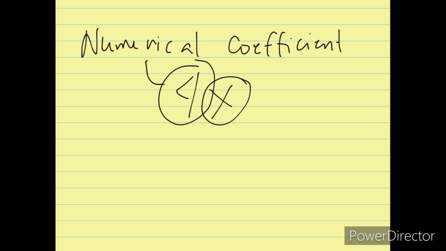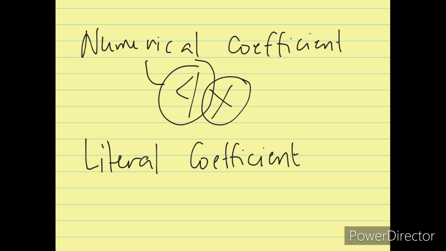How about this x? What do we call that x? That x is a variable part which is known as the literal coefficient. The literal coefficient refers to the variable or the letters. So in the term 4x, the 4 is the numerical coefficient and x is the literal coefficient.